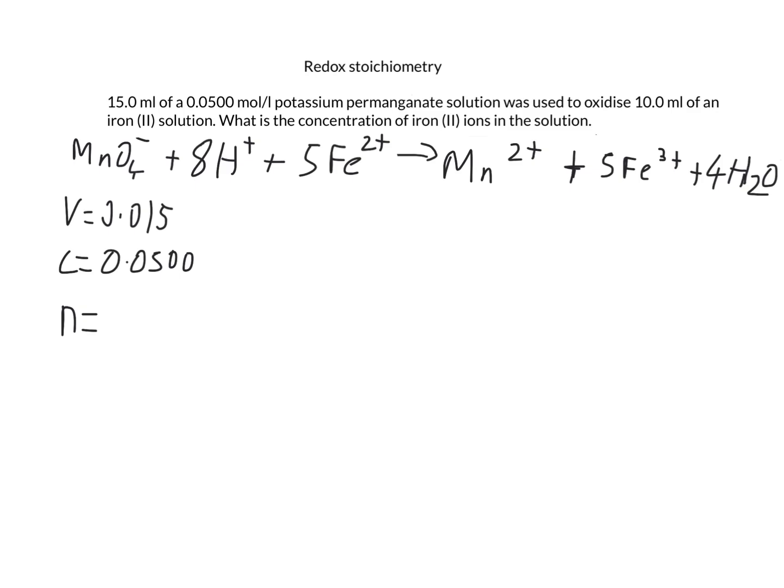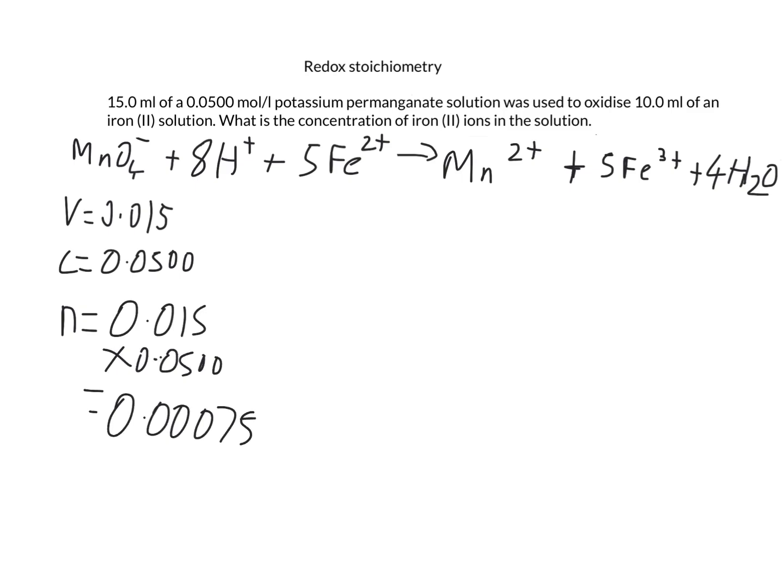So our volume of MnO4 minus was 0.015 liters or 15 mL. Concentration was 0.05. We can use this to find number of moles. Number of moles is of course 0.015 times 0.05. Then this should give you 0.00075 or 7.5 times 10 to the minus 4. Now the next thing we need to do is use these number of moles of MnO4 minus to find number of moles of Fe2 plus. That's what we do in a normal titration.